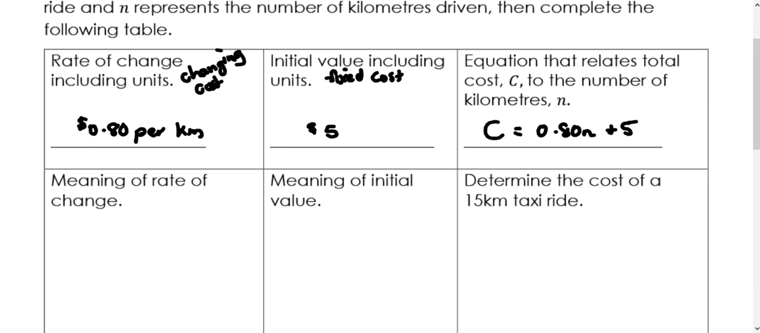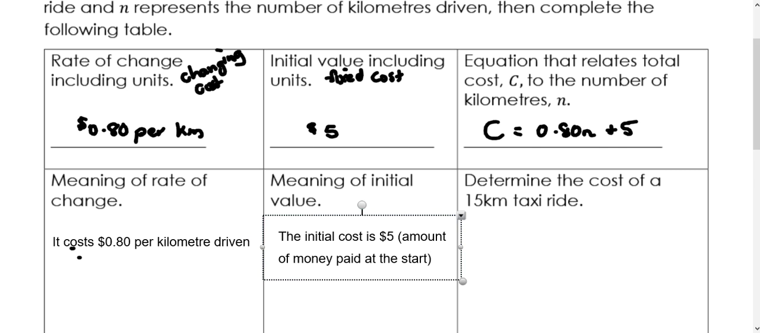So what I'm going to do is push pause. I'm going to type in here. What I want you to do is push pause, and try to write down what the meaning of each of those letters means. And there's different ways of writing this too. So I wrote down it costs 80 cents per kilometer driven. All right, so that's the amount that's changing here. And the initial cost is $5, the amount of money paid at the start, so at 0 kilometers. Two different ways of writing that compared to at the beginning.